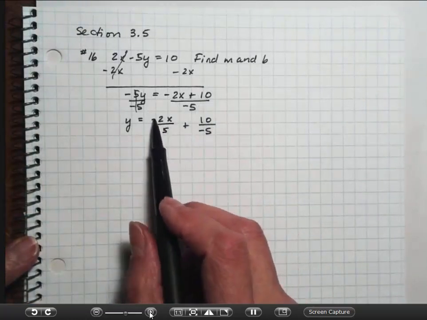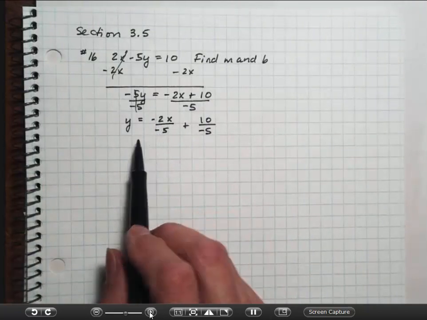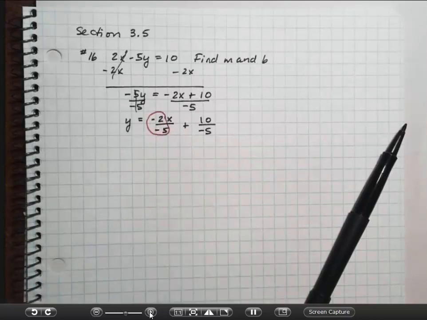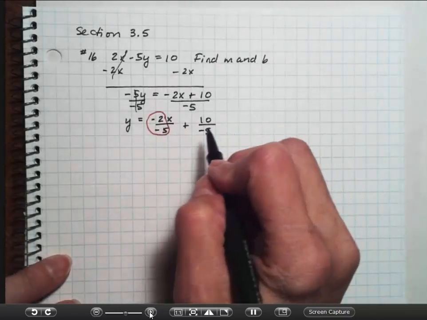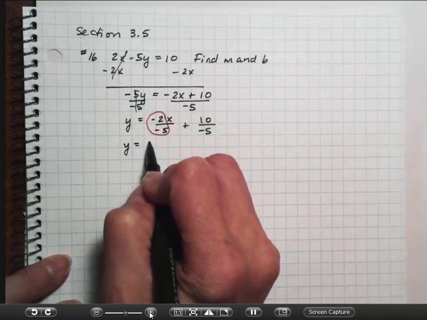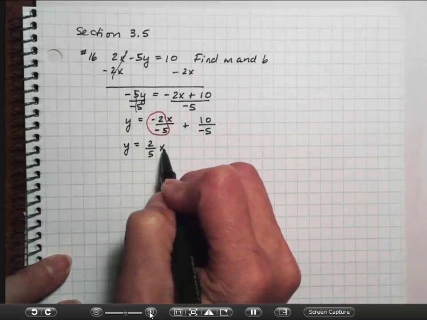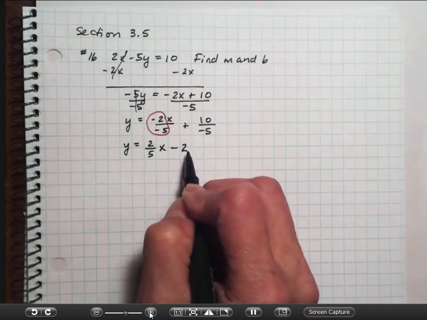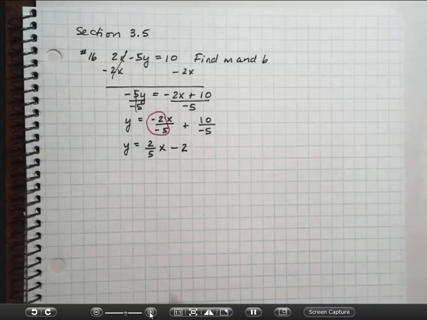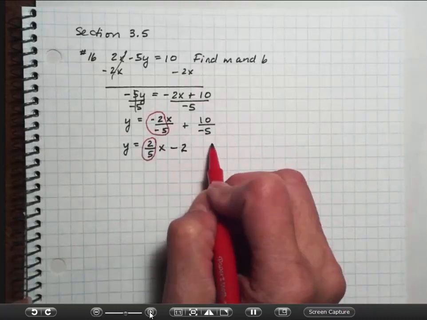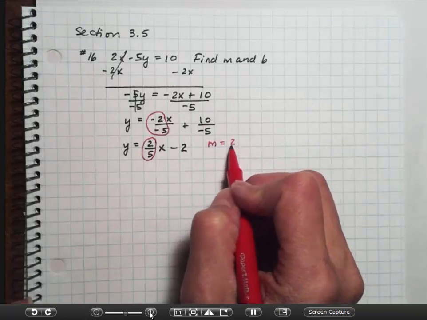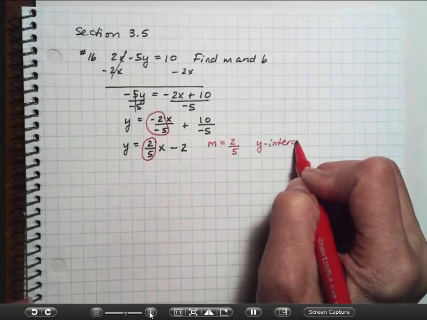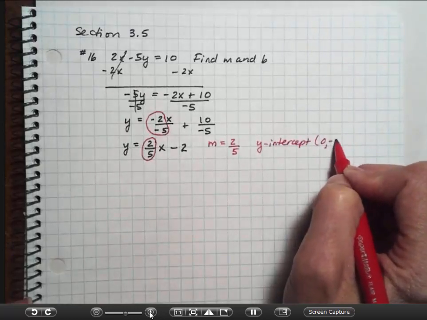A negative divided by negative gives me a positive, and then my coefficient of my x term is a positive 2/5. So then my equation becomes y equals positive 2/5 x, and then I have a 10 divided by negative 5, which gives me a negative 2. So my slope then is the coefficient of my x term, and it's equal to 2/5, and my y-intercept is going to have coordinates 0, negative 2.